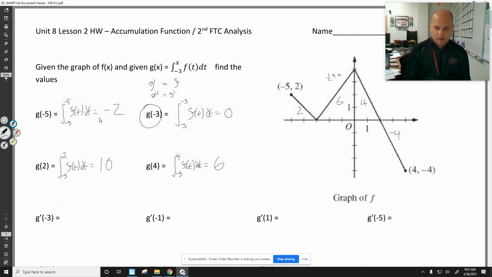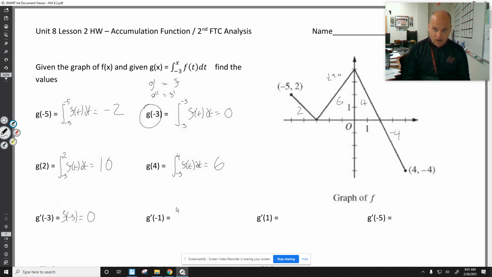So if you're asked for g prime of -3, it's simple. It's the same as f of -3, right? No big deal. This is f. F of -3 is 0. That y coordinate of f at -3 is 0.